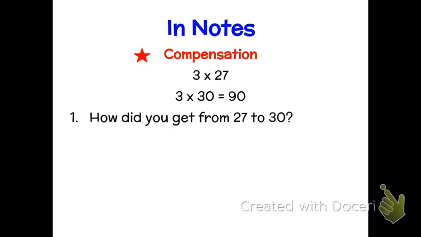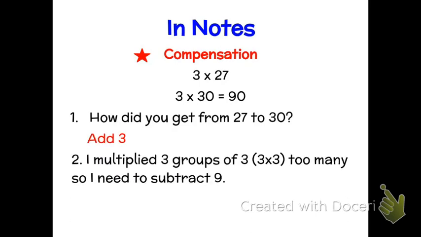Within compensation, we will choose numbers close to the numbers in the problem to make solving the problem easier. So in this first one, like I said, we have 3 times 27 to start. We will then multiply 3 times 30, which will give us the answer of 90. Now, how did you get from 27 to 30? We had to add 3. But what's really important is to remember that in this problem, I have to multiply. So when I just add 3 to get from 27 to 30, I'm actually multiplying an extra 3 groups of 3. Too many, so I have to make sure I subtract the right amount back from the end.